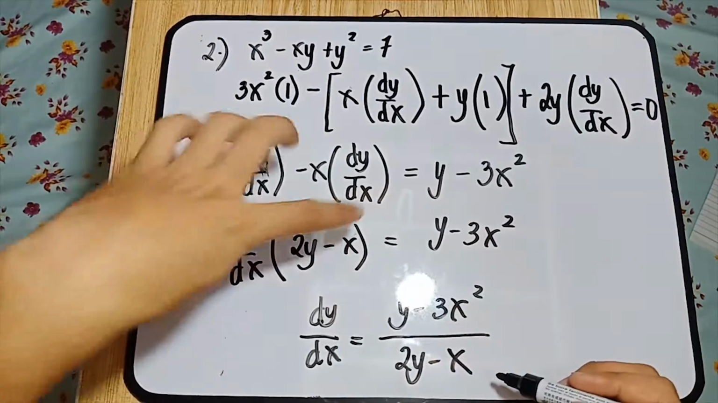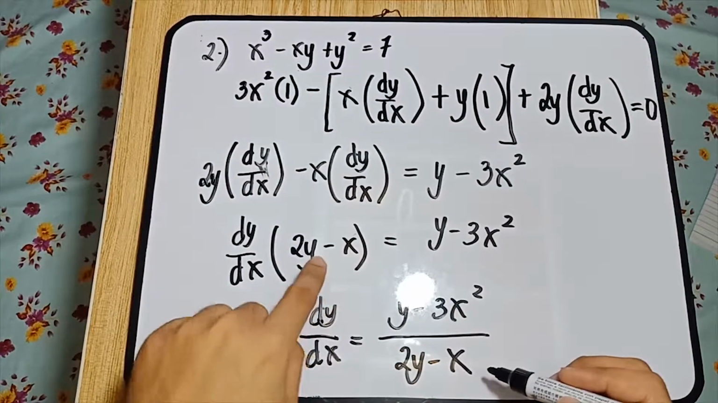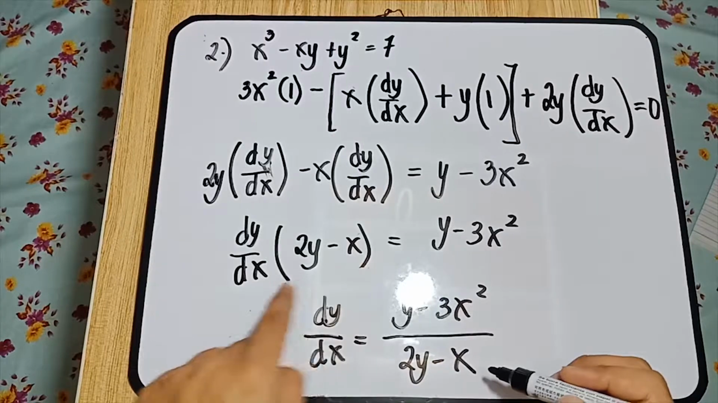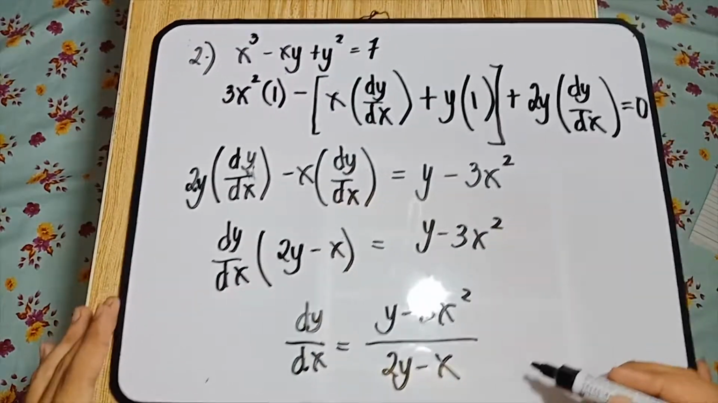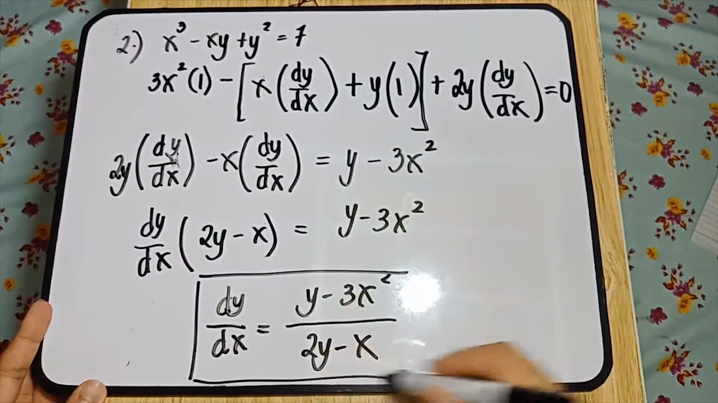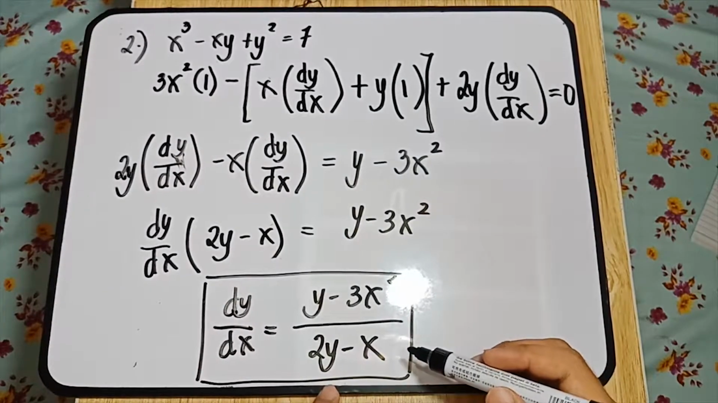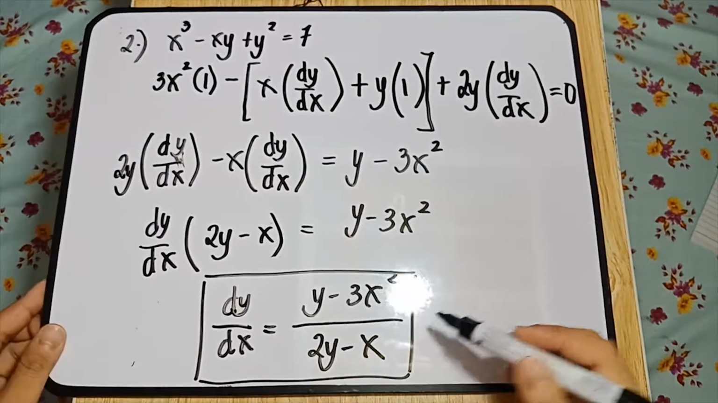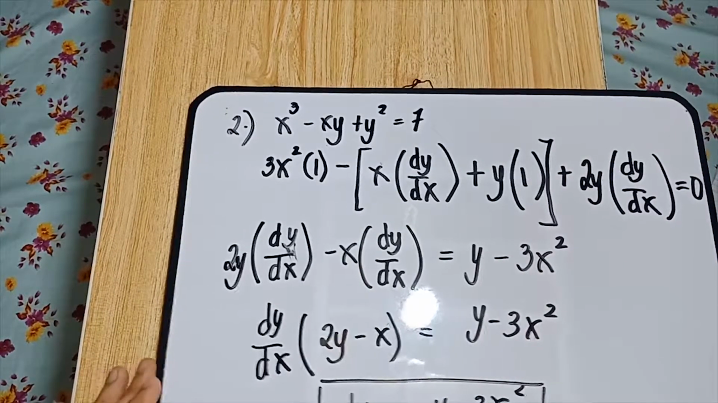So, kaya naman, kung di kayo sanay sa divide both sides, pag nakakita kayo ng ganyan, yung kasama niyang factor na yan, mapupunta lang dun sa denominator nung nasa kanan. So, our final answer is y minus 3x squared all over 2y minus x. That is example number 2. So, magbigay pa nga tayo ng iba pang example.